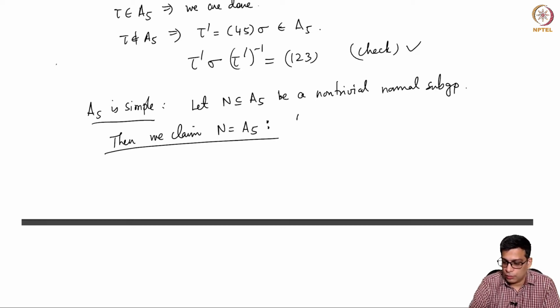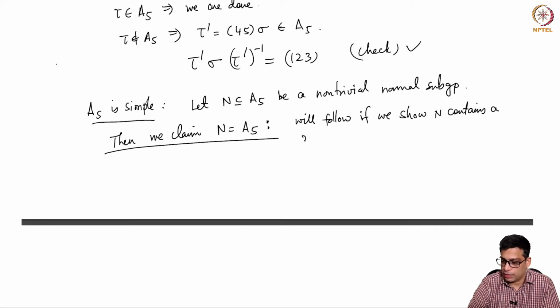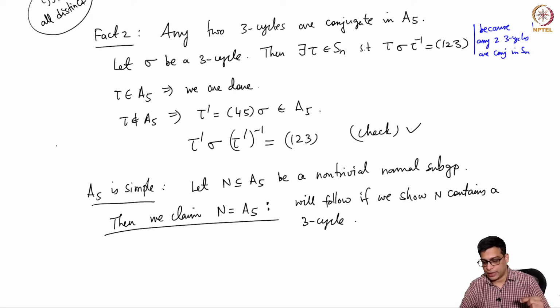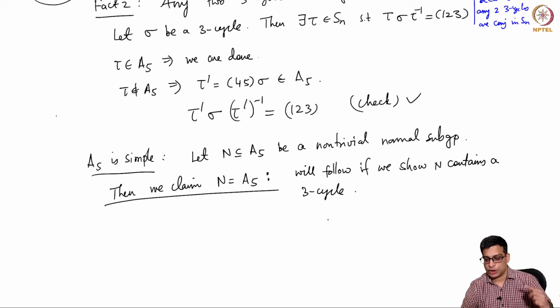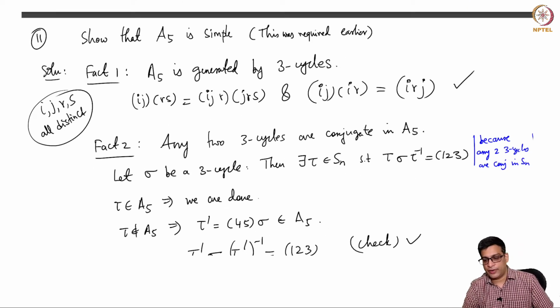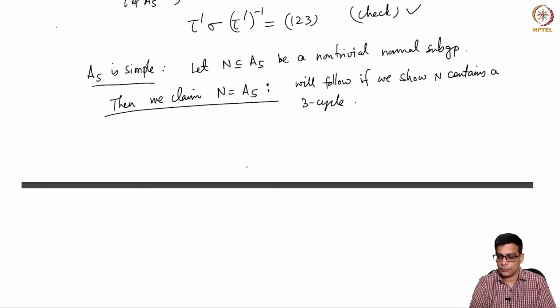This will follow if we show N contains a 3 cycle. If it contains a 3 cycle, by fact 2, it contains all 3 cycles because N is normal. Every 3 cycle is a conjugate of a 3 cycle by an A5 element. That means that conjugate must land again in N. So N contains every 3 cycle, and by fact 1, A5 is generated by 3 cycles, so N will be A5.